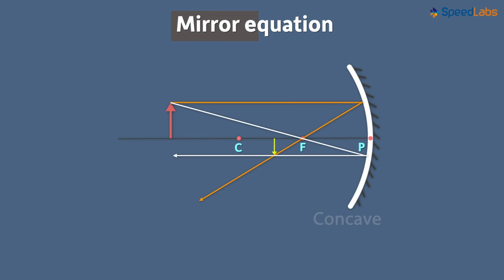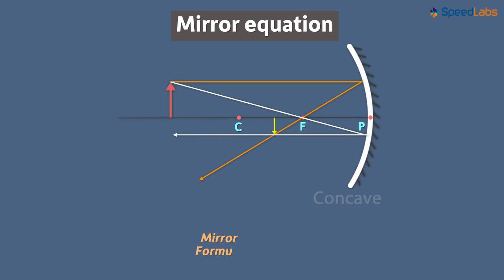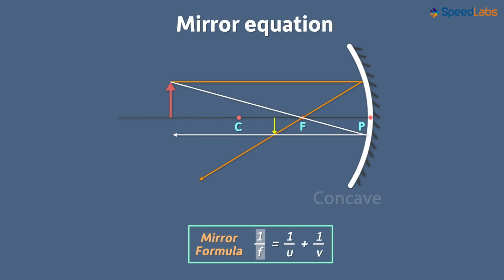So what is a mirror equation? Well, let me just write it down first. 1 over F is equal to 1 over U plus 1 over V. What do these three letters symbolize? They're nothing but distances between points.